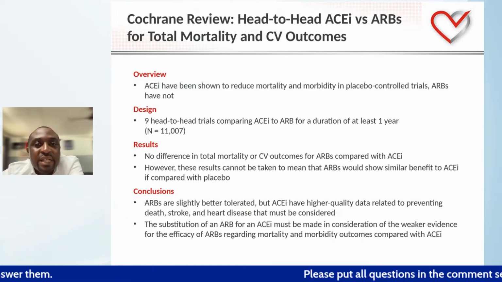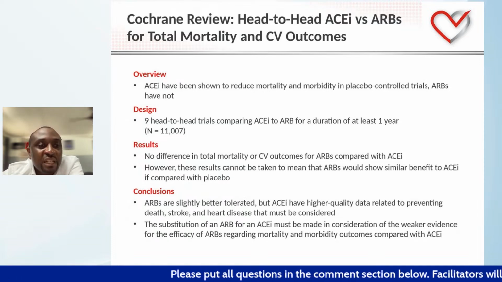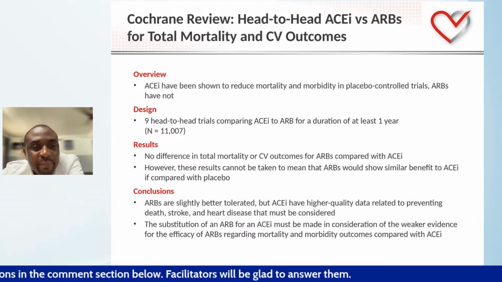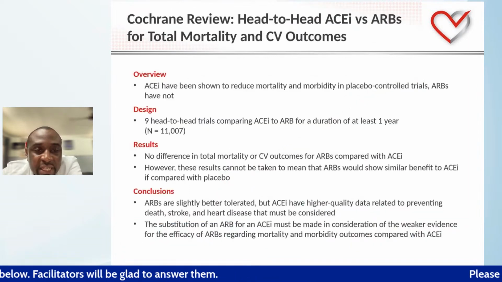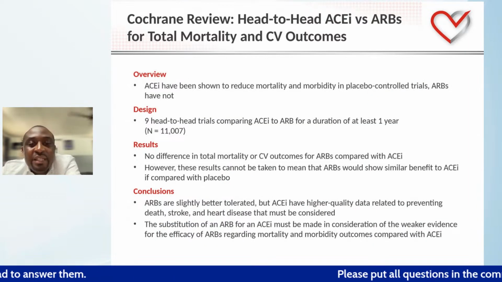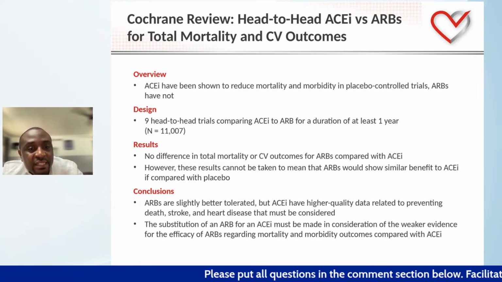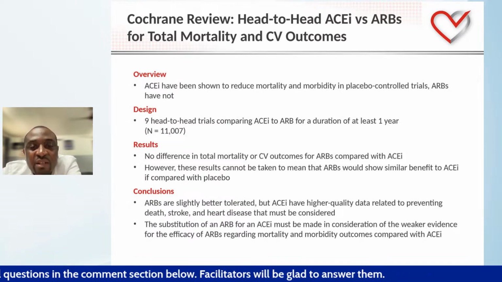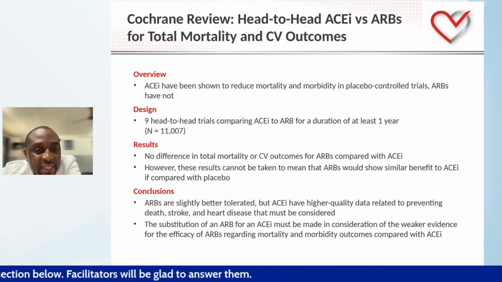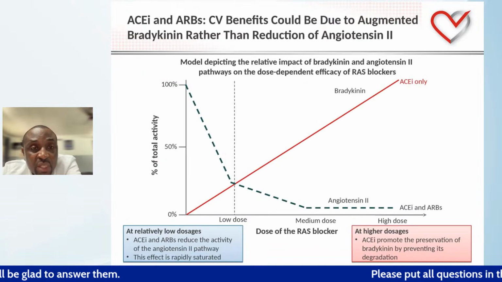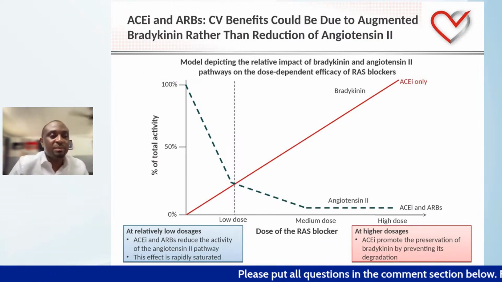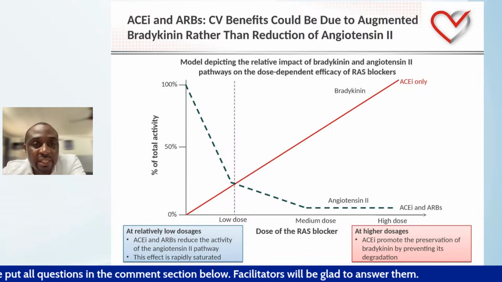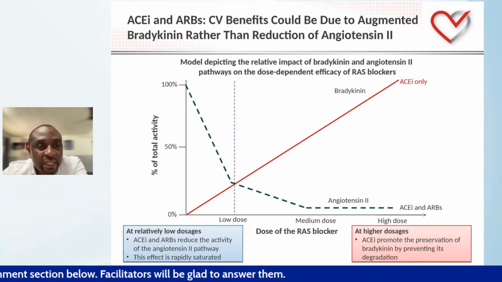There was a head-to-head ACE versus ARB comparison for total mortality and cardiovascular outcomes. As we can see, the conclusion was that ARBs are slightly better tolerated, but ACE inhibitors have higher quality data relating to preventing death, stroke, and heart disease, and must be considered. Of course, substituting an ARB for an ACE inhibitor must be made in consideration of the weaker evidence for the efficacy of ARBs regarding mortality and morbidity outcomes. So clearly, the data supports ACE inhibitors, but if a patient is not tolerating the ACE inhibitor because of a side effect or another reason, you can always switch to an ARB.